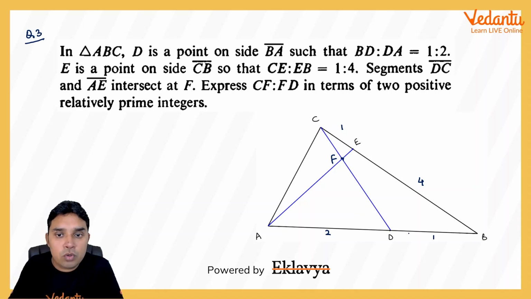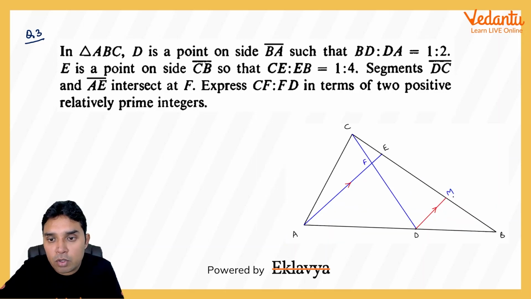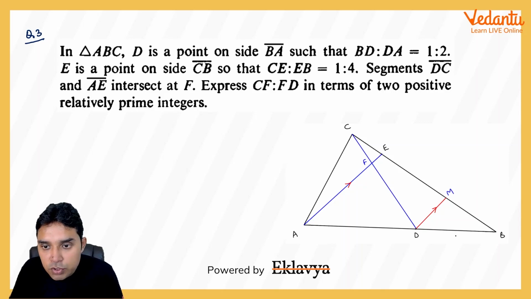So I am going to do one construction and that will be sufficient to solve this question. I will draw a line from D parallel to AE, which will meet this side BC at M. Okay, we can redraw this diagram like this also. So here please see this DM is parallel to AE. The ratio here was 1:2 and here CE ratio EB is 1:4.